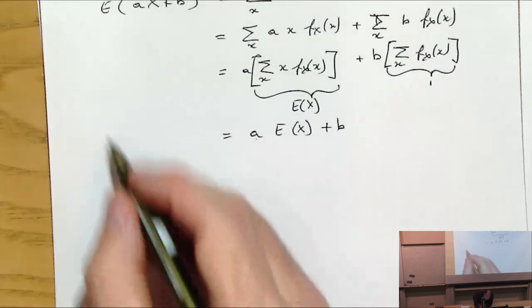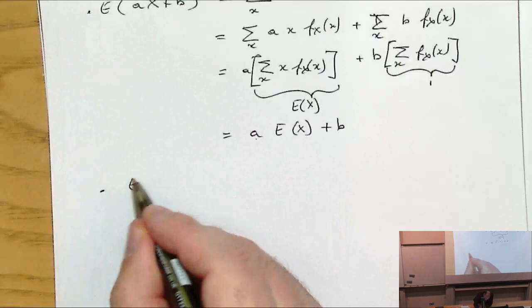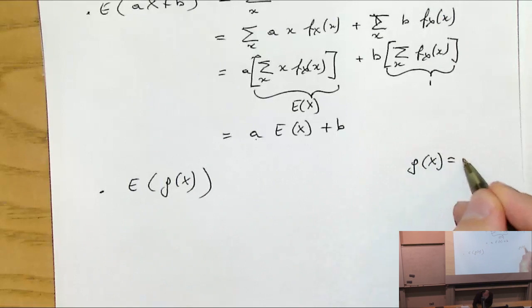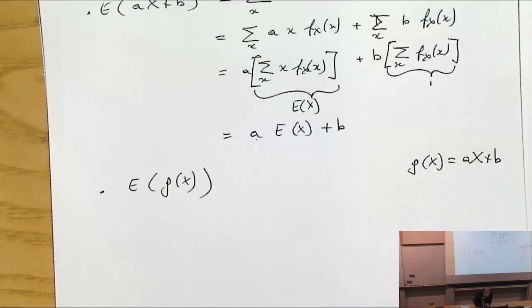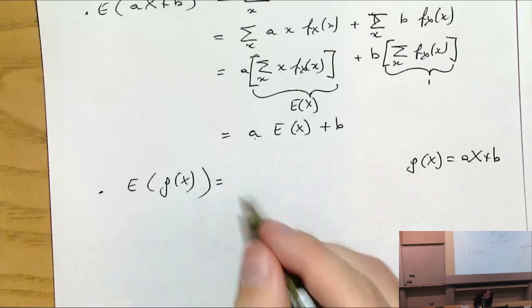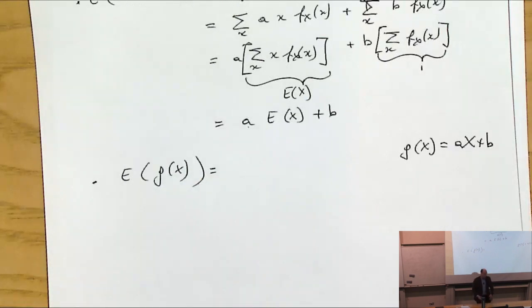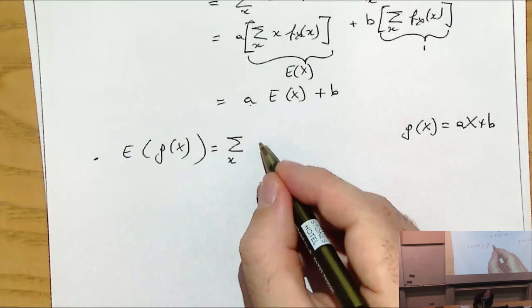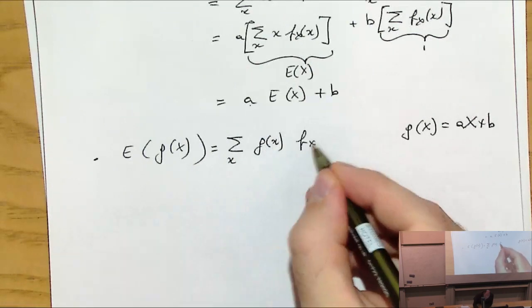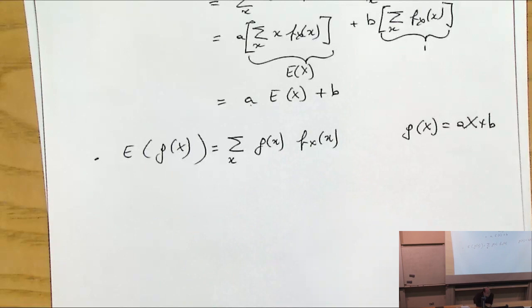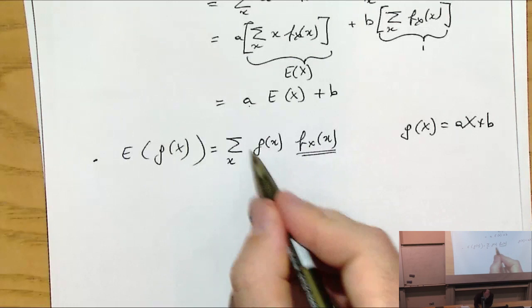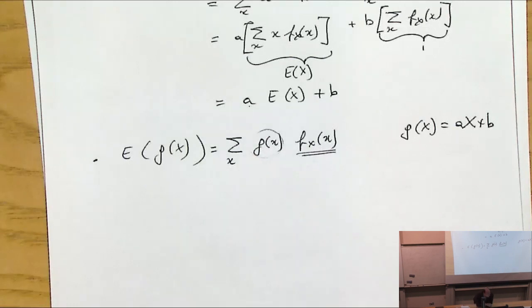Now, more generally speaking, if you have a function of X, g of X, right? In the example before, g of X was AX plus B. So what can I always say? g of X, a function of X, is still a random variable, so I can still define an expectation. This will be a sum over all possible values of X in the range of that random variable, g of X multiplied by the probability mass function. So it's still a weighted sum.